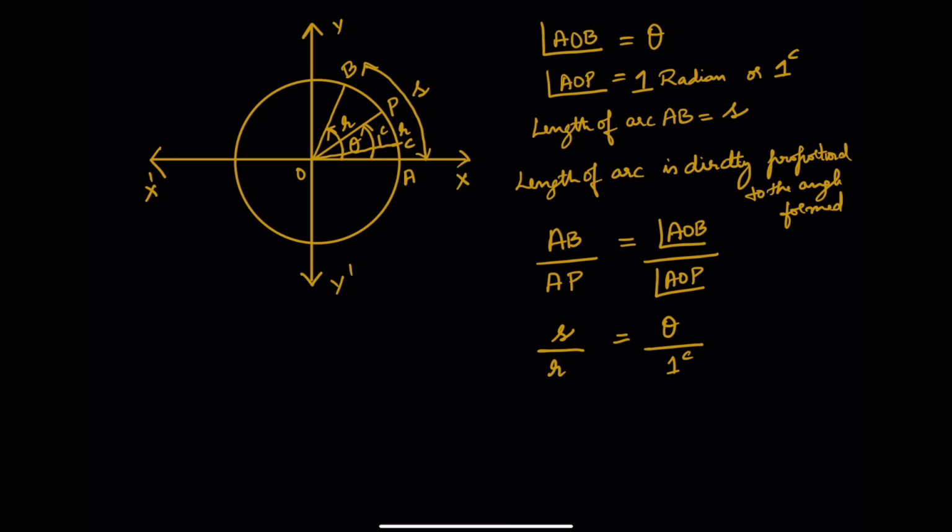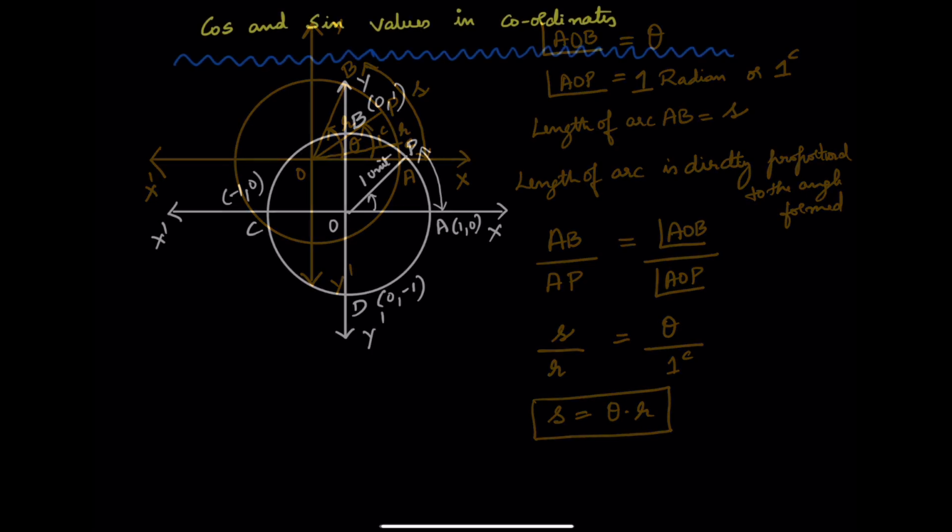Now if we rearrange this, we get that the length of the arc is theta times r. So this is one of the very important relations we will use in future determinations of angles at 0 degree and 90 degrees.